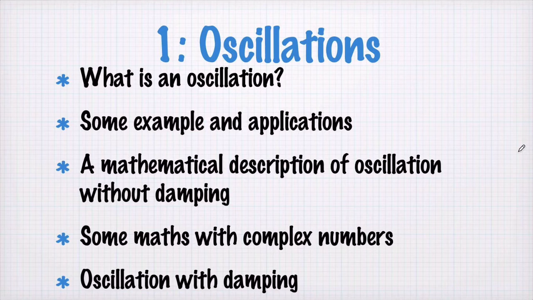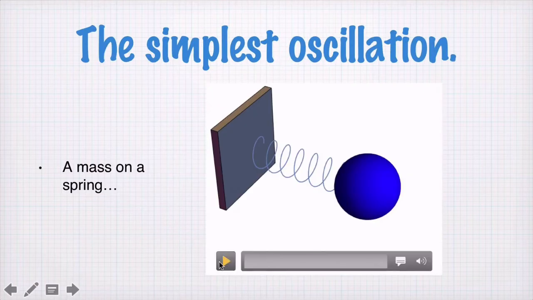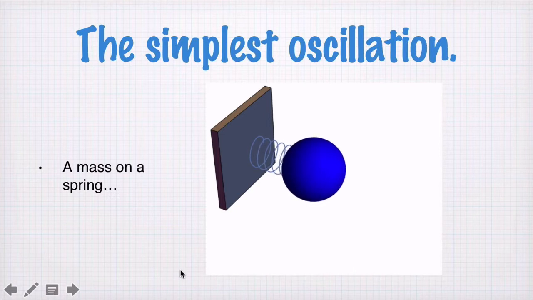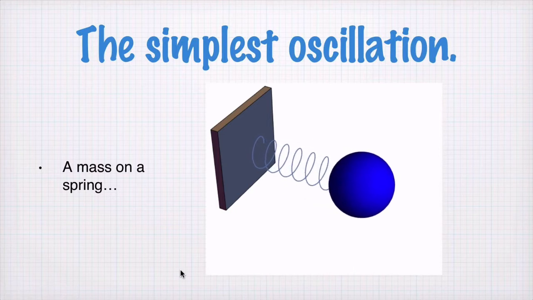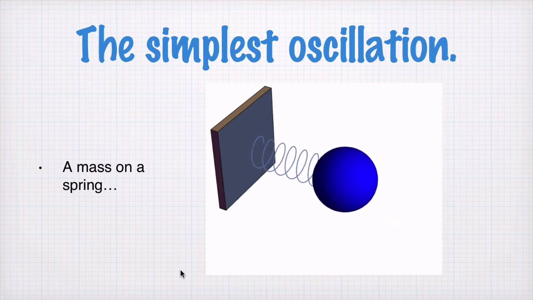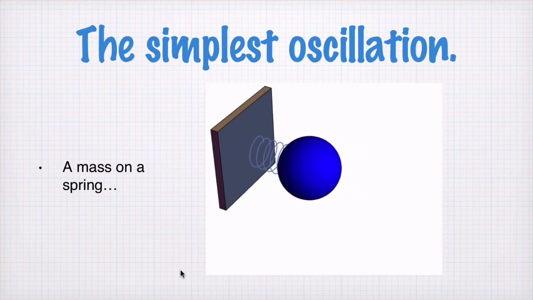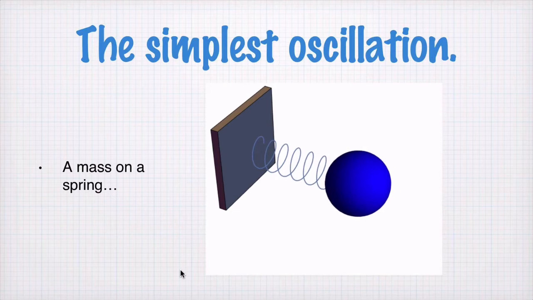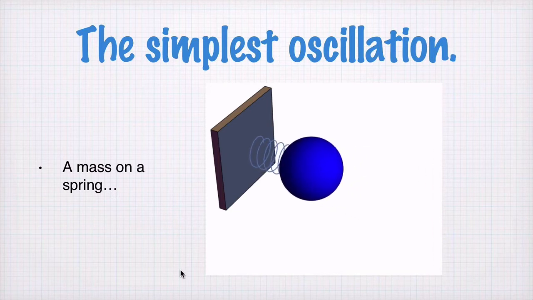So let's look now at this mathematical description of oscillation without damping. The situation we're considering is this: a mass bouncing backwards and forwards on a spring, and the size of the oscillation doesn't change, which means that the energy in the system is conserved. So we're not losing energy to the rest of the universe. That's what it means to have no damping.